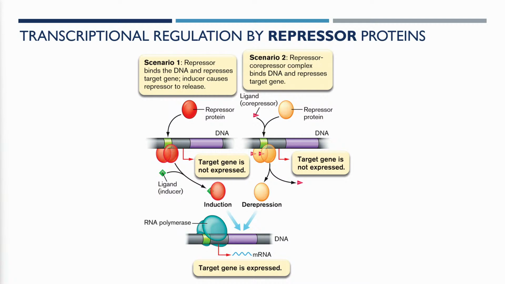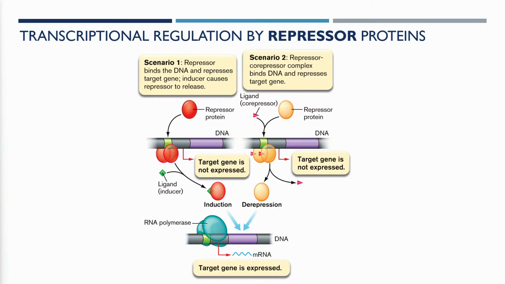Now, in scenario two, you have this repressor protein, this orange molecule, that on its own doesn't bind the DNA really well. It's pretty weak, so it needs this ligand, which is its co-repressor. Both of these together can then bind the DNA. And remember I said that the ligand is usually something from the environment.